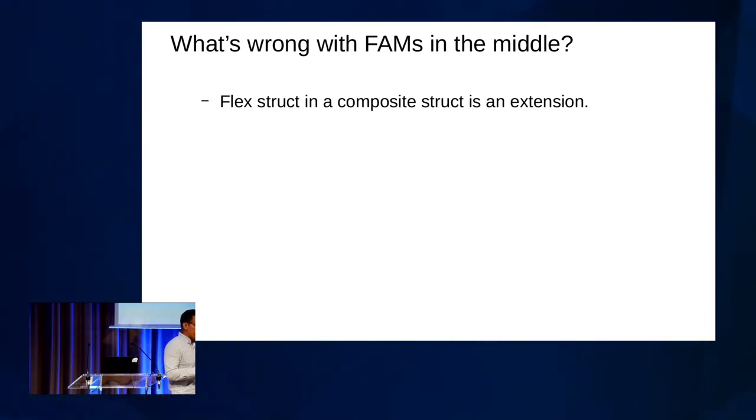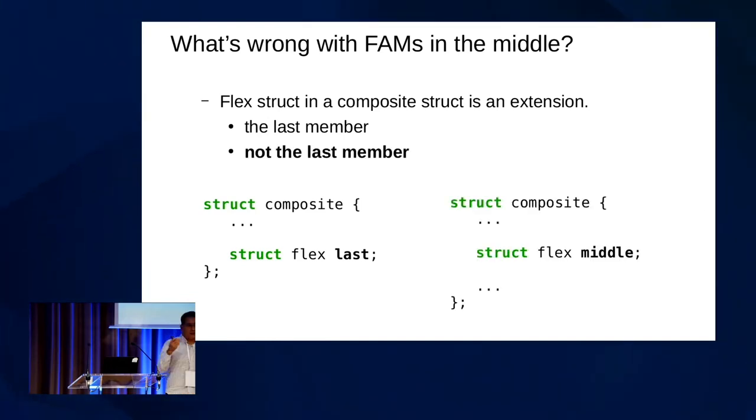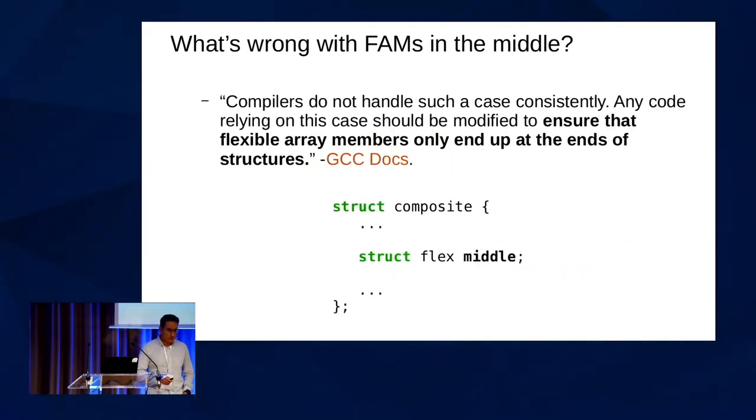In this scenario, the flexible structure can be either the last member in the composite structure or not the last member, which in this case, we have an object in the middle, right? So this last part of the extension is deprecated now. So this is what we are trying to fix with this new compiler option.